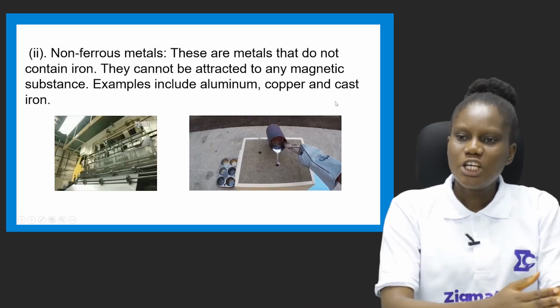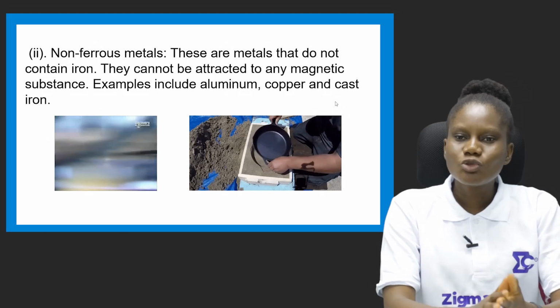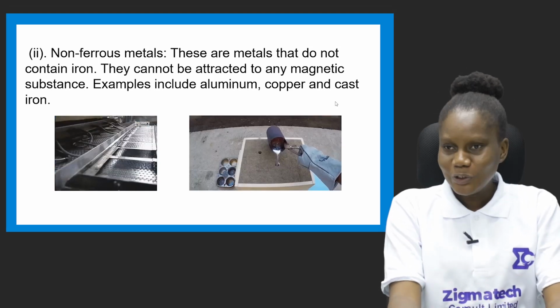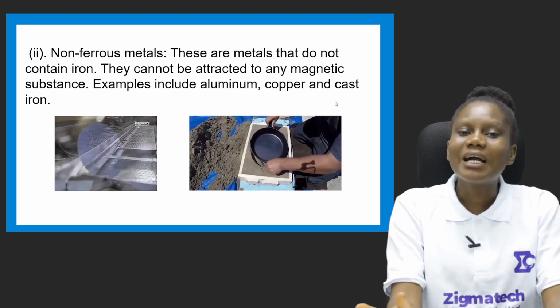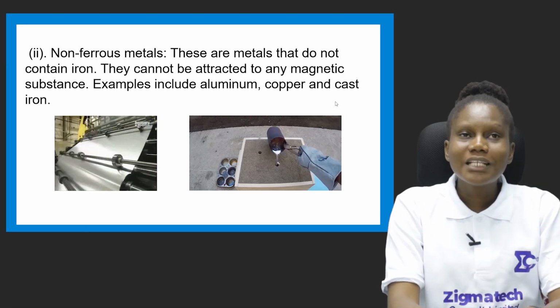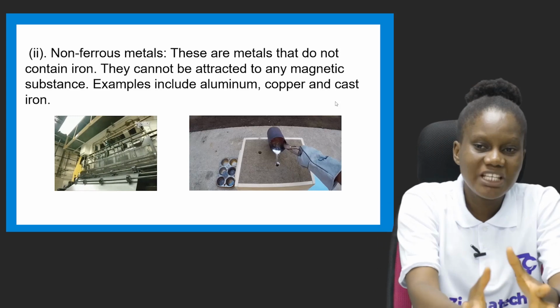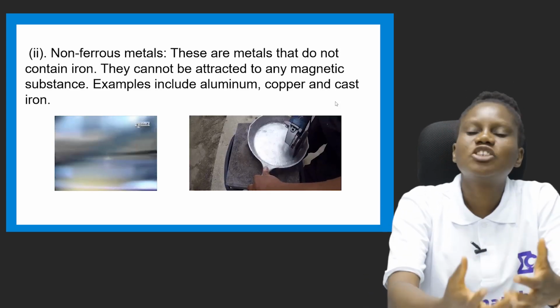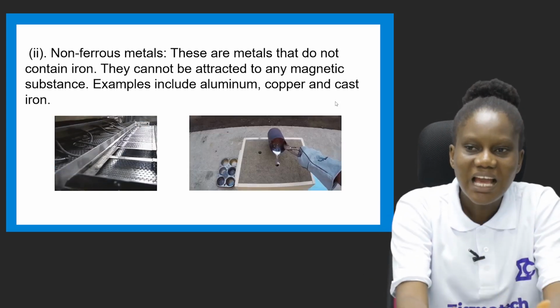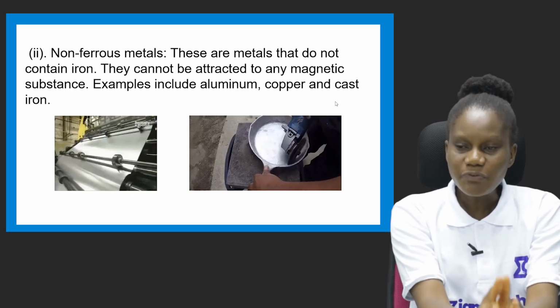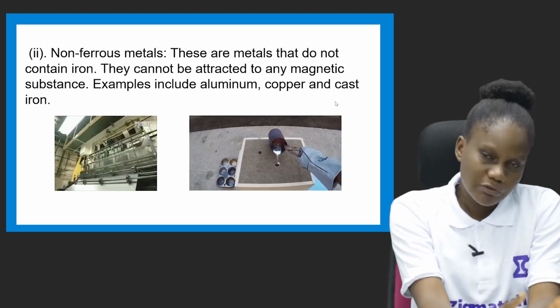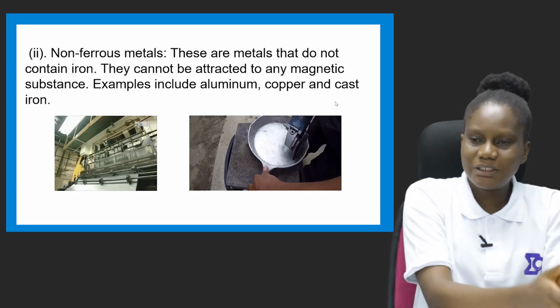Non-ferrous metals are metals that don't contain iron. So they cannot be attracted to any magnetic substance. If you take magnets very close to them, it won't pull them. They won't be attracted because they do not contain iron. So now you can differentiate your ferrous metals from non-ferrous metals. Ferrous metals contain iron.